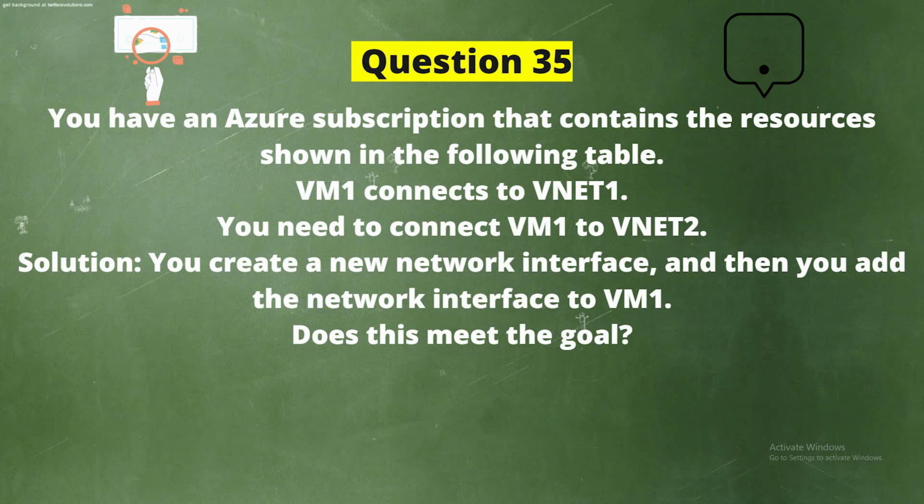VM1 connects to VNET1. You need to connect VM1 to VNET2. Solution: You create a new network interface and then you add the network interface to VM1. Does this meet the goal? Now here are the options. Option 1, yes. Option 2, no. And the right answer is option 2, no.